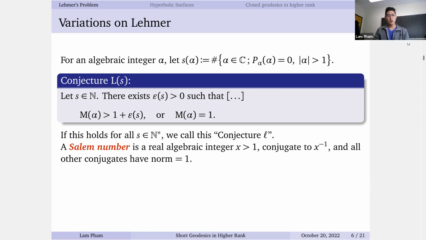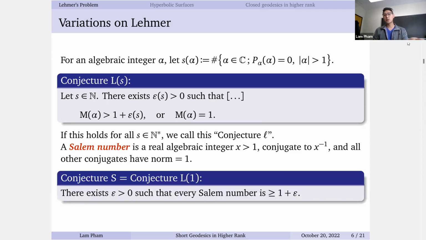Now, there's a special case, so I will introduce the Salem numbers. A Salem number is an algebraic integer which is real, greater than 1, and conjugate to its inverse, and all the other conjugates, and there must be some other conjugates, have norm exactly 1. So you have x, the Salem number, x inverse is its conjugate, and all the others are on the unit circle. In particular, the degree should be greater than or equal to 3. And you can observe from the set I introduced above that it's specifically the case of S equals 1, where you have precisely one root outside the unit circle.